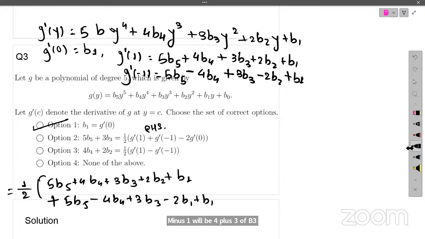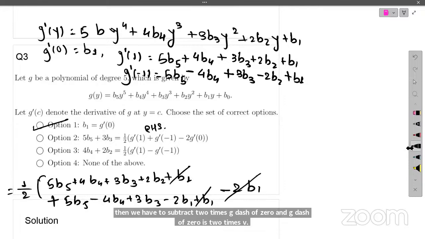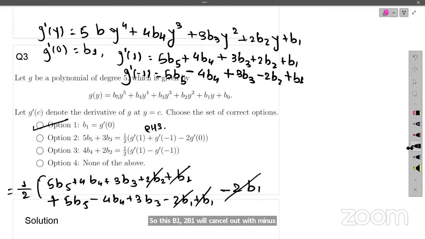Then we have to subtract 2 times g dash of 0, and g dash of 0 is b1, so 2 times b1. So this 2b1 will cancel out with minus 2b1. This term will get cancelled out with this term. This term will get cancelled out with this term.